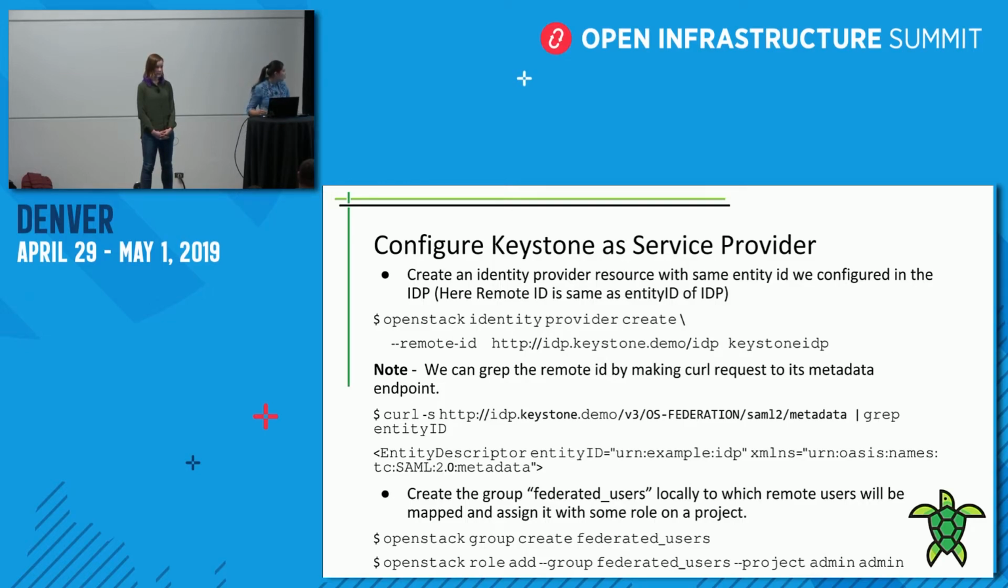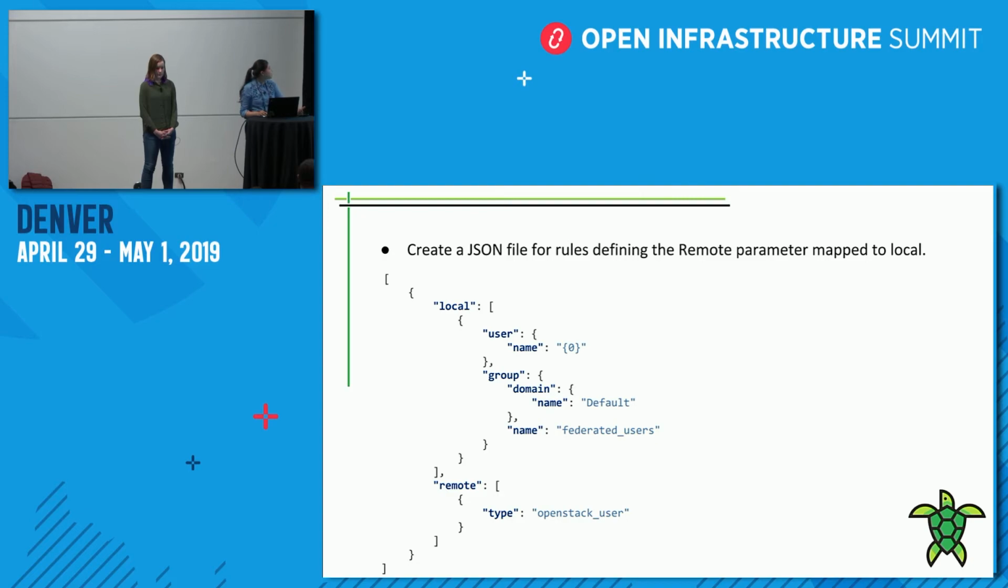Okay, so now we have to create a local group in our Keystone as a service provider, so that we can map the remote attributes coming from the SAML response from the identity provider to this group. We are just creating a local group in our service provider and assigning some roles to it. We are doing this just to give some authorization to our remote users in our local Keystone. So this is a mapping file that we just created, in which our remote attribute OpenStack user is getting mapped to the local username, and hence we are assigning it to the local group that we just created, federated users. This is the simplest mapping we used, and we have different types of mappings which we can use.